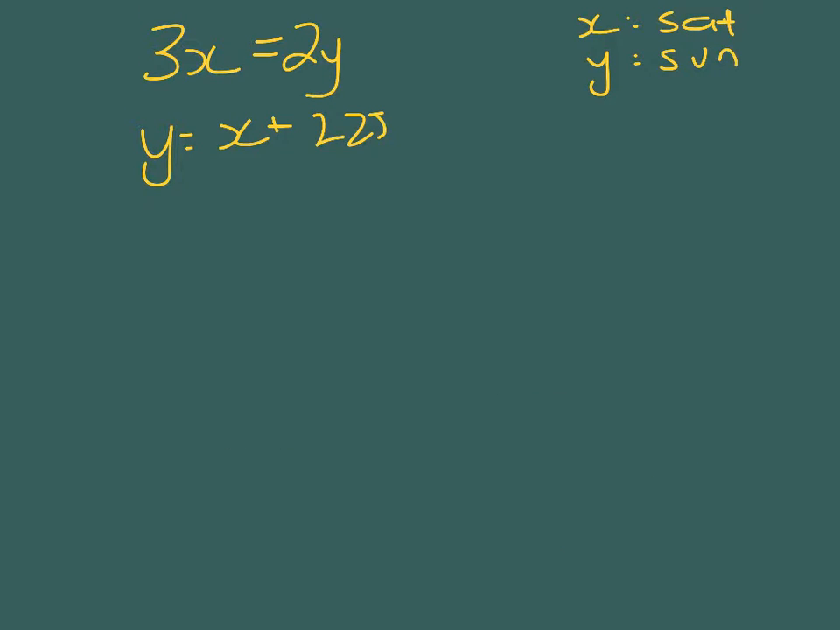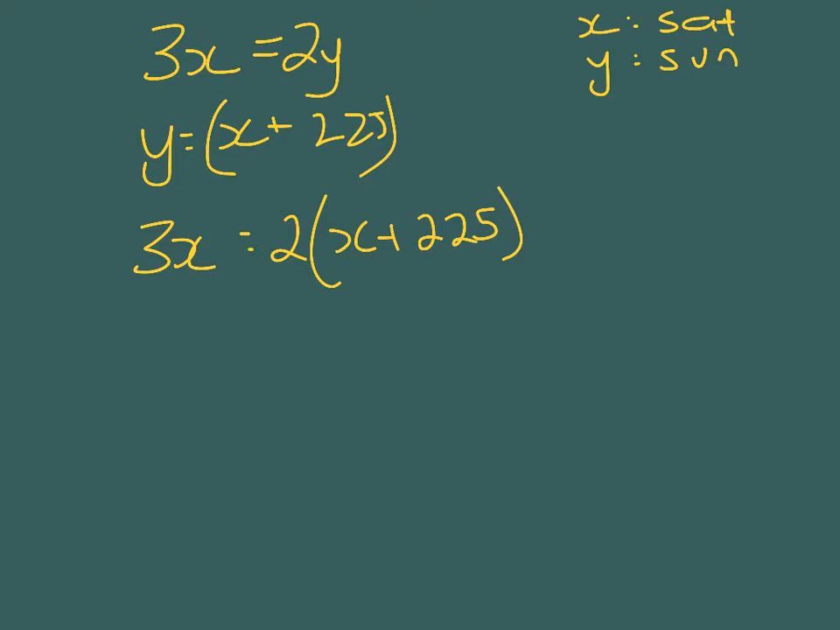So looking from the previous slide, we've got 3x equals 2y and y equals x plus 225. You could have done x equals y minus 225, it'll still work. Now we can do some simultaneous equations here. I'm going to substitute the x plus 225 into this equation up here. So I'm going to end up with 3x is equal to 2 lots of y. Now y is equal to x plus 225, so 3x is equal to 2 lots of x plus 225, which is 2x plus 450.